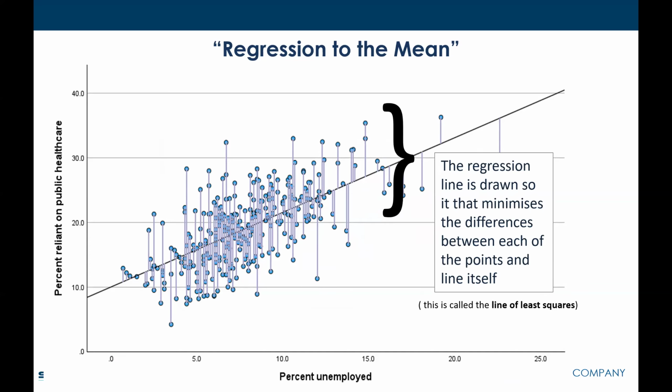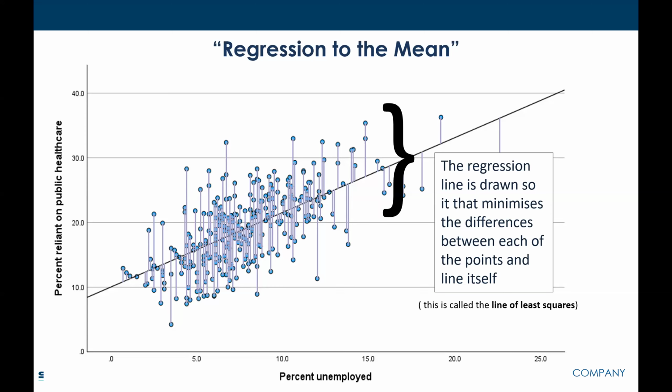It's called the line of least squares because if we added up all the differences between the points and the line itself, some of the points would be under the line, so they'd have a negative value. Some of them would be above the line, they'd have positive values, and if we added them all up, they'd just sum to zero because the positives and the negatives would cancel each other out. So what we tend to do is square the differences to get rid of that negativity value.